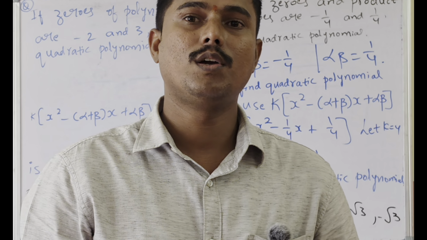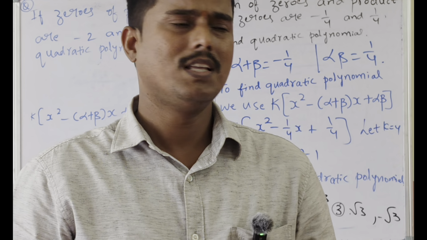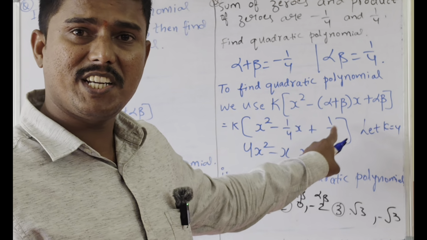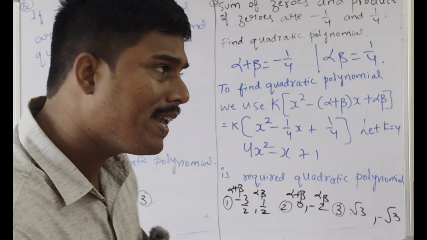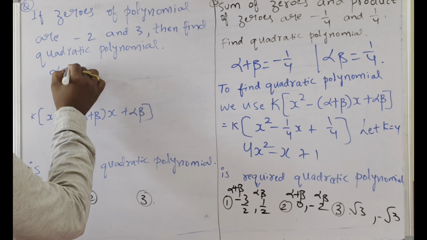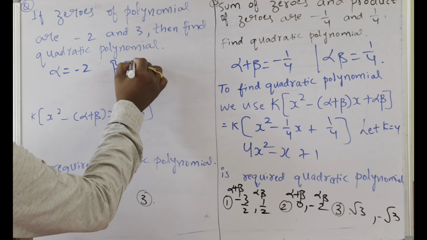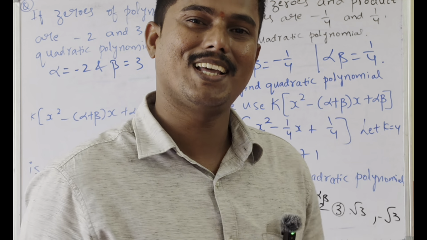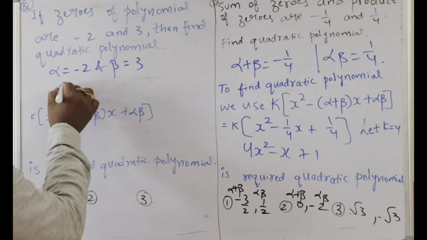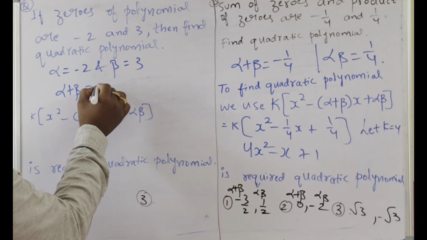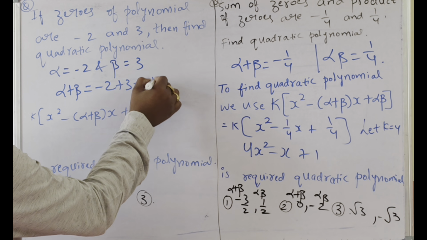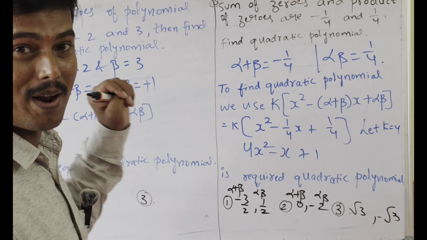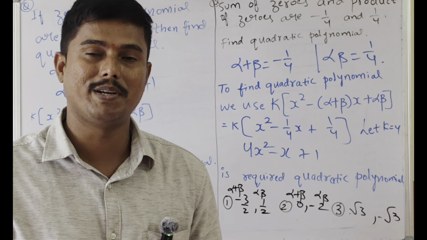When zeros are given, to find the quadratic polynomial, the same relation we are going to use. In this relation, I need alpha plus beta, I need alpha beta. But what is being given? They gave alpha as minus 2, they gave beta as 3. Now we should find alpha plus beta, then substitute. So alpha plus beta equals minus 2 plus 3, minus 1? No, plus 1, because plus 3 minus 2, different signs, subtract and take the sign of the bigger number.